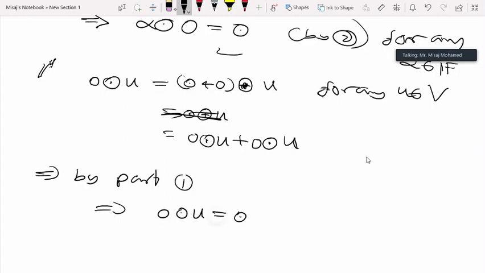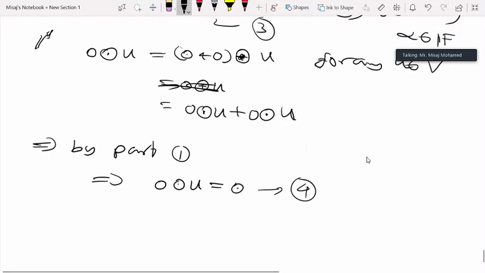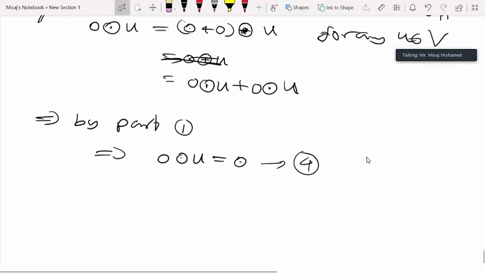So take this as equation 3 and this as equation 4. There are two conclusions that come. Right? Now we have to show that.